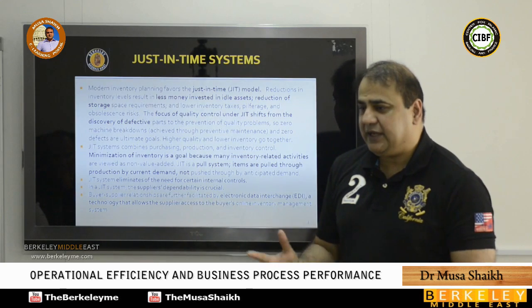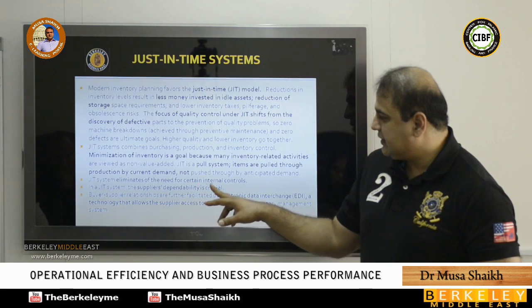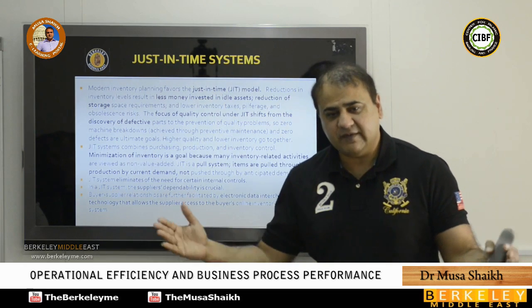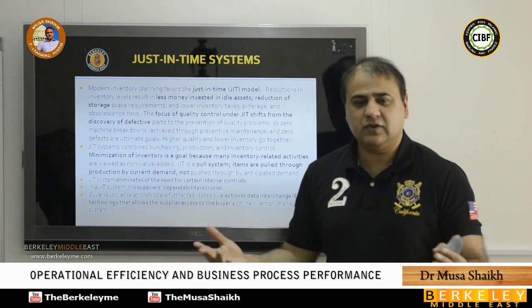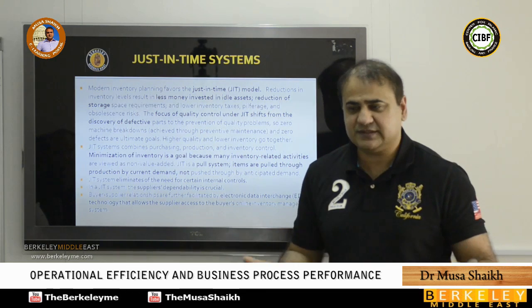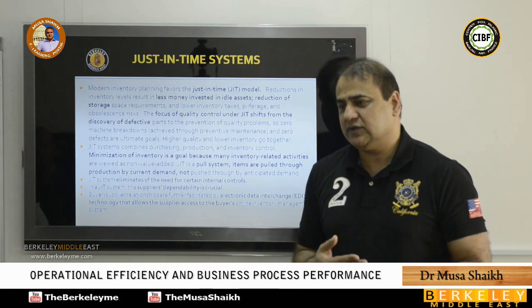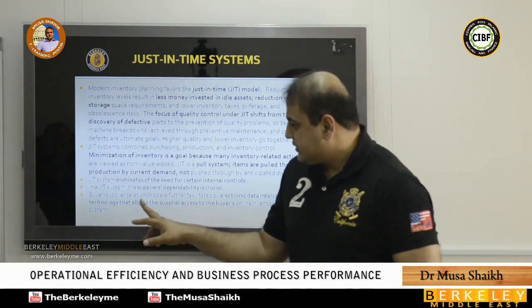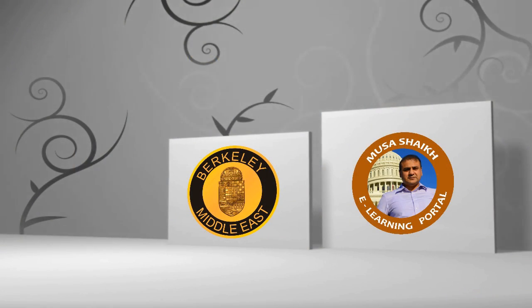So when you don't have big inventory, you don't need certain types of internal controls, because previously you had a bigger stock, so you needed internal auditing, internal control systems, system control, manual controls. No need now. It will reduce. Supplier dependence.